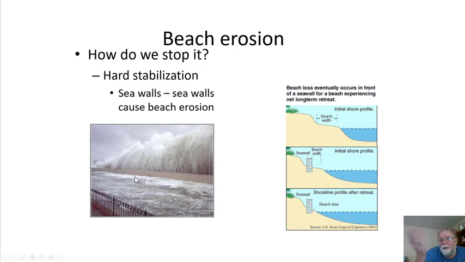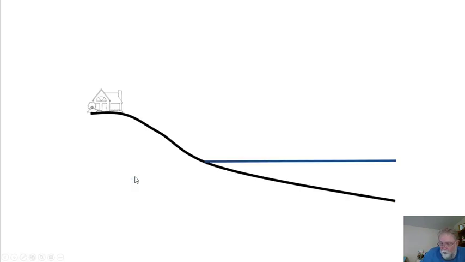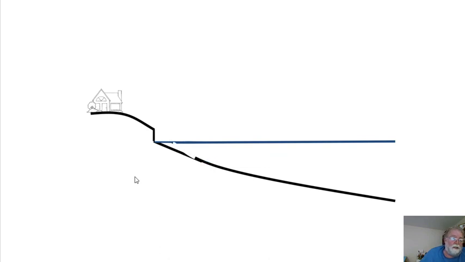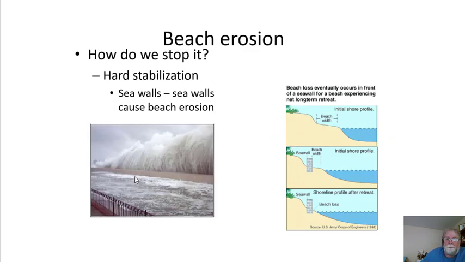Okay, so how do we stop this, right? We've got a problem here: the beach is marching toward our house. And while our house might be 10 or 20 feet above sea level, that's not going to matter, right? So what do we do? Well, our first impulse is to pour concrete. We call this hard stabilization: concrete, rock, something like that. And seawalls are the most common form of hard stabilization.